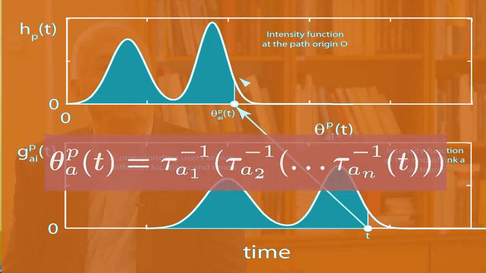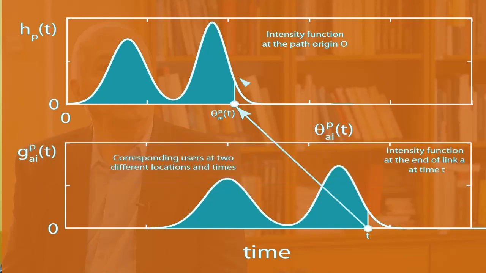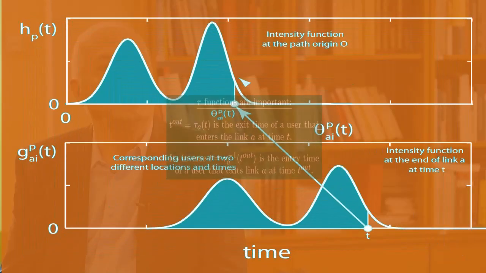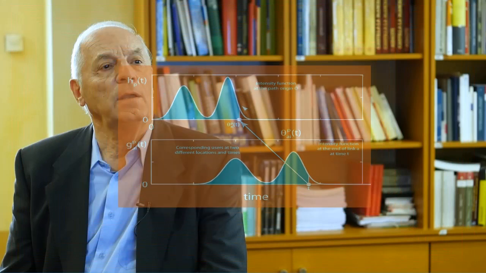We can evaluate these theta functions in terms of the link travel times, so that we define the function tau_A(t) that gives the exit time of a user that enters the link at time t. Then its inverse function tau_A^-1(t_out) is the entry time of a user that exits link A at time t_out. These tau functions are also very important functions. Instead of working with exact inverse tau functions, we will approximate them by monotone cubic splines.